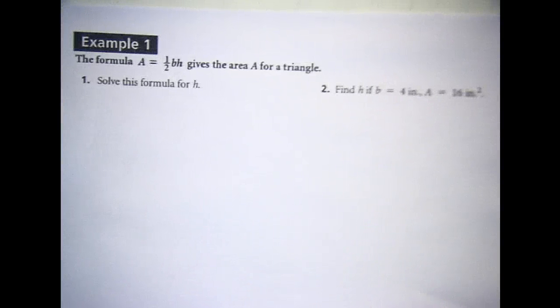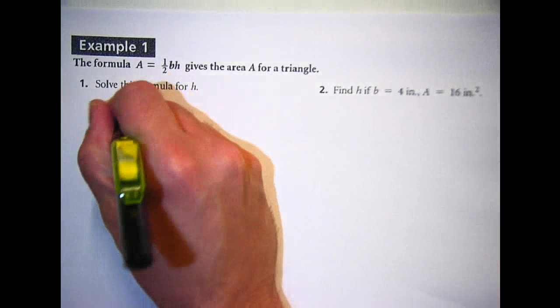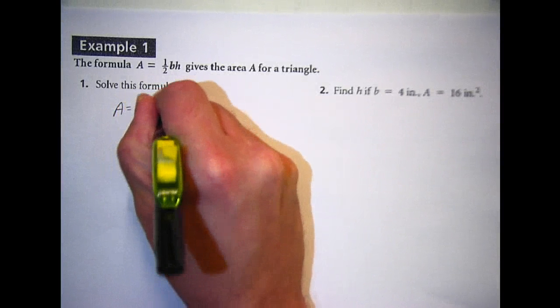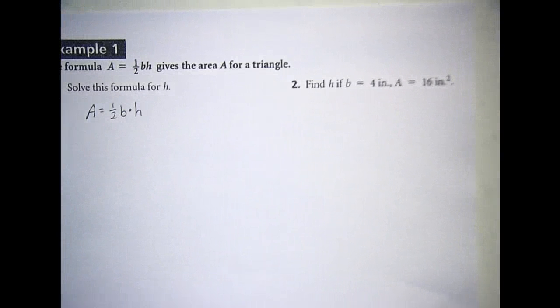Okay, solve this formula. The formula A equals 1/2 bh gives the area of a triangle. So solve this formula for h. If I have A equals 1/2 bh, our goal right now, I want you to get h all by itself. Okay, work with your partner. I'm going to give you about 2-3 minutes to work on it.